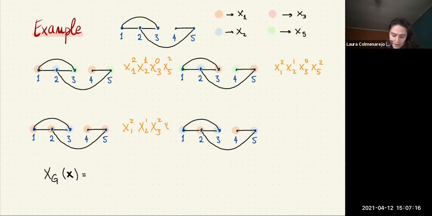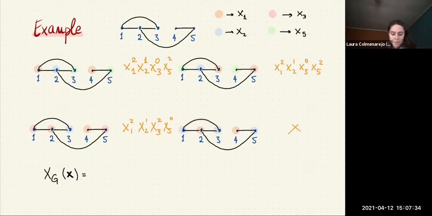And then x5 doesn't appear. And just in case you don't remember what a proper coloring is, this one over here shouldn't work because I have 1 and 3 that are linked and they have the same color. So this is actually not taken into account.